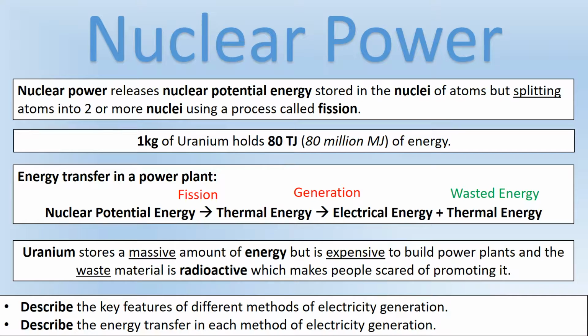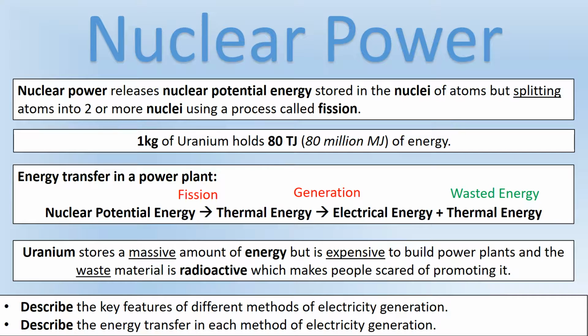Talk about the big bogeyman of electricity generation, nuclear power. This is probably one of the most misunderstood types of energy by the general public. So nuclear power in essence releases nuclear potential energy, so energy stored in the nuclei of atoms, and it does it by splitting the atoms using a process called fission. We literally split one nucleus into two nuclei, releasing energy.